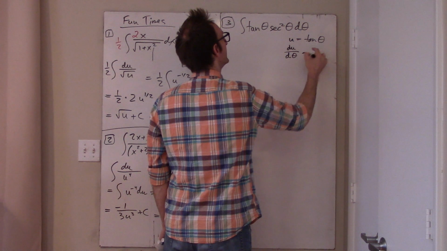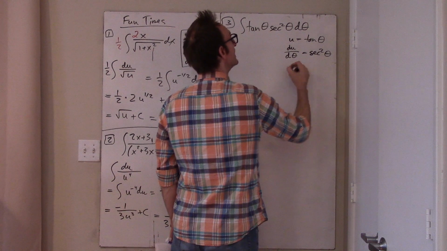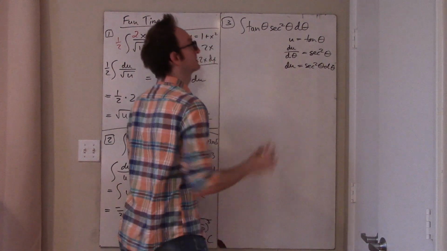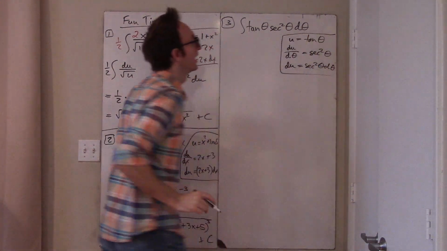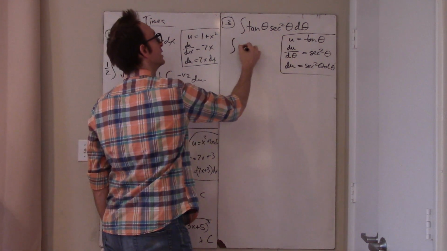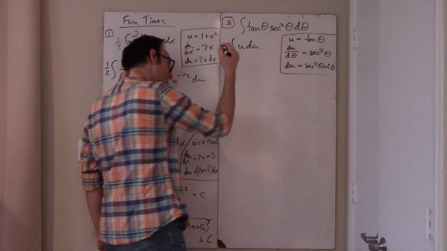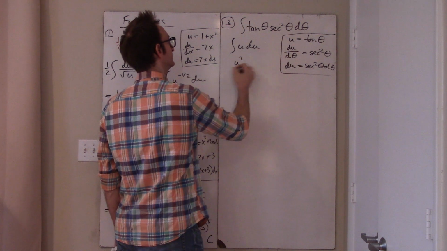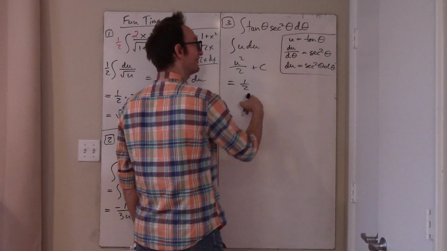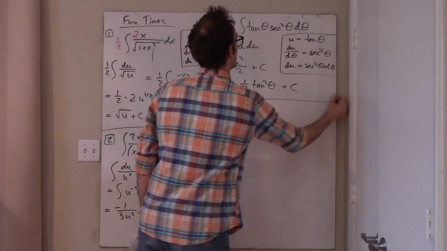du d theta is, well, the derivative of tan theta we just said is secant squared theta. And so du is secant squared theta d theta, and so this problem becomes immediately u du. What's the antiderivative of u du? U squared over 2. Ta-da! Therefore, this problem becomes 1/2 tan squared theta plus c. Shot.